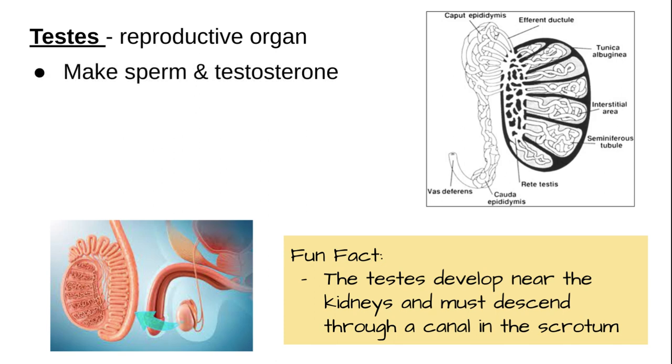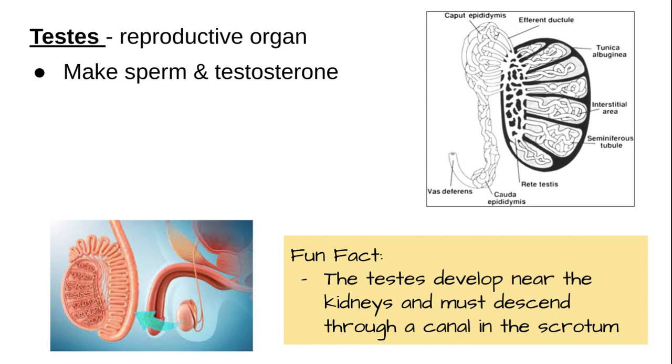So what do the testes do? The testes make sperm and testosterone. So sperm are the cells. Testosterone is a hormone. So whereas females, we talked about estrogen, progesterone. Females have some testosterone, but males have a lot more. And it's actually the Y chromosome in males that's responsible for turning on those testosterone genes and making testosterone.